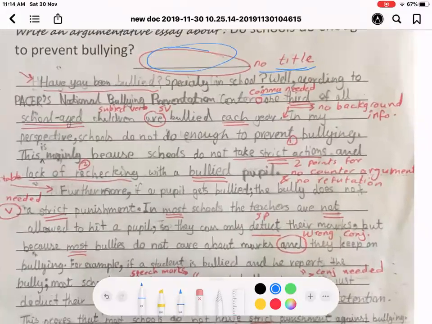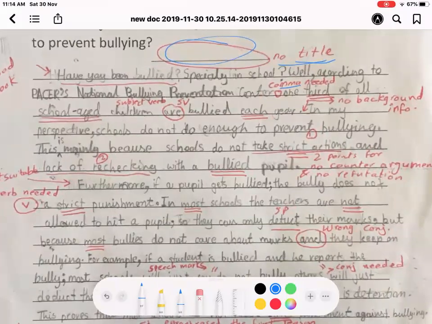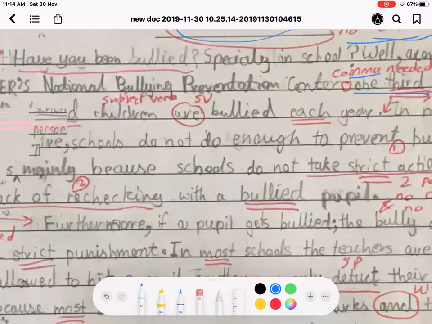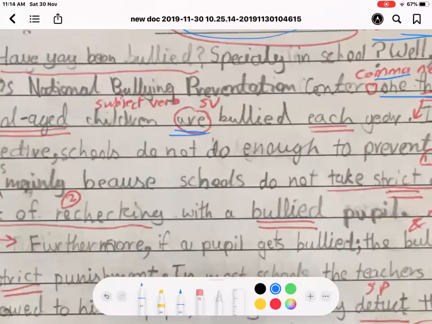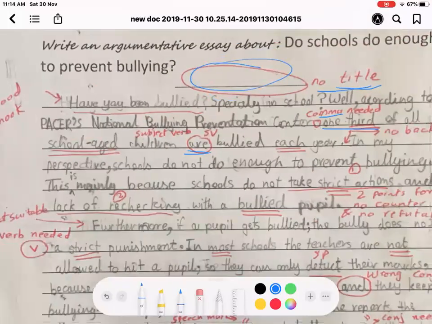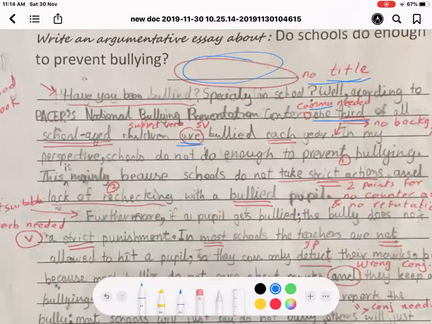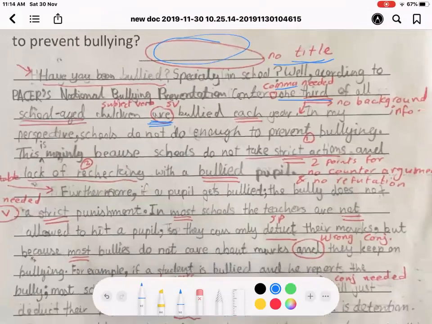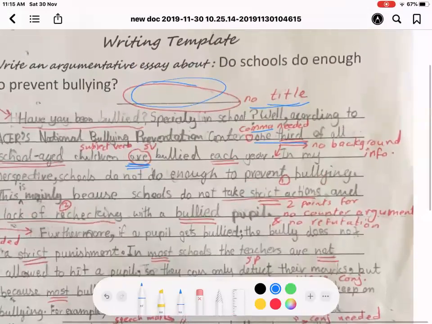And also, 1/3 of all school-aged children. The word third, 1/3, because the subject is one, so the verb should be singular. Instead of "are", he should put "is": 1/3 of all school-aged children is bullied each year. So this is a subject-verb agreement problem. He has a problem with subject-verb agreement. Each year, "each" is an adjective.